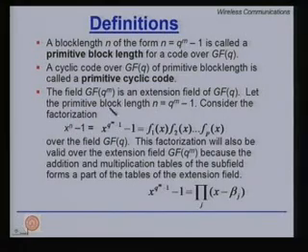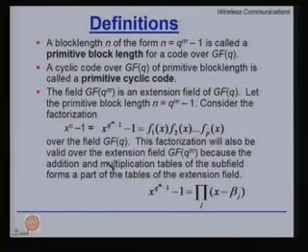The field GF(q raised to the power m) is an extension field of GF(q). For this, let the primitive block length n be equal to this one. So, we consider the following factorization of x raised to the power n minus 1. This has been our most famous polynomial, x raised to the power n minus 1, which has to be factorized in order to get the generator polynomials. Now, n clearly is of the type q raised to the power m minus 1. So, I have substituted here, and this can be represented as f1(x) times f2(x), so on and so forth till fp(x).